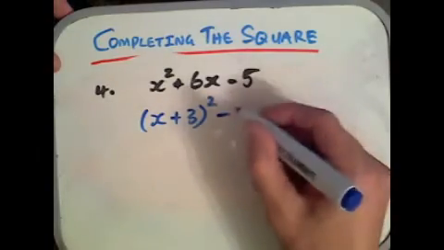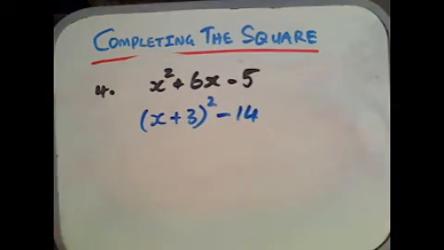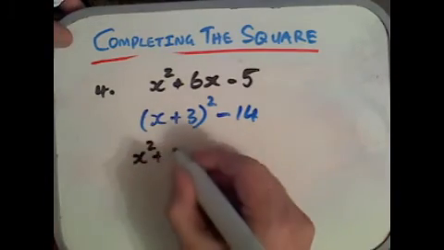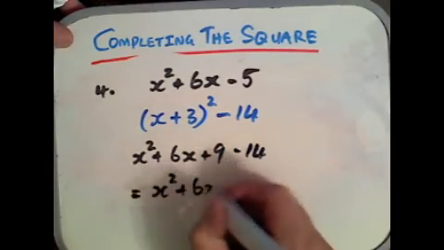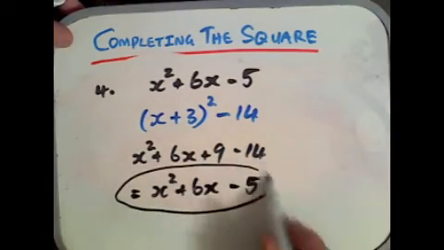Now 3 squared is 9. Now we subtract away 14 to bring that back to take 5. Let's check that. x squared plus 6x plus 9 take 14 will equal x squared plus 6x take 5, which is exactly what we want.